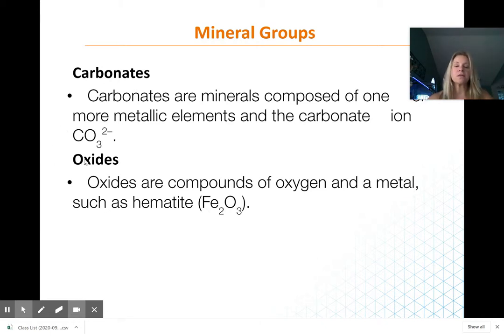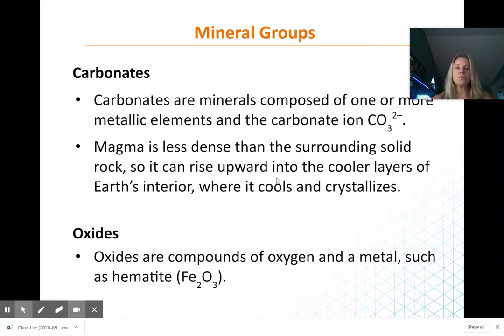And then oxides, anything that's combined with oxygen, not carbon, but anything that's combined with oxygen. So that would be something like an oxygen and a metal. So hematite, you guys looked at that in the lab. That was the red rock that you guys looked at. So that was iron and oxygen.